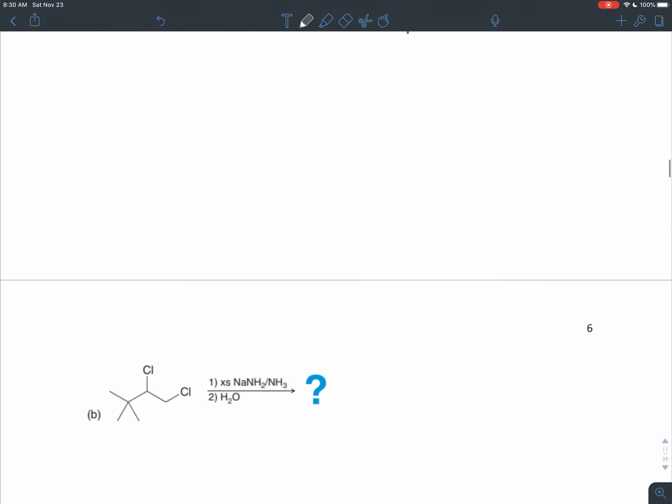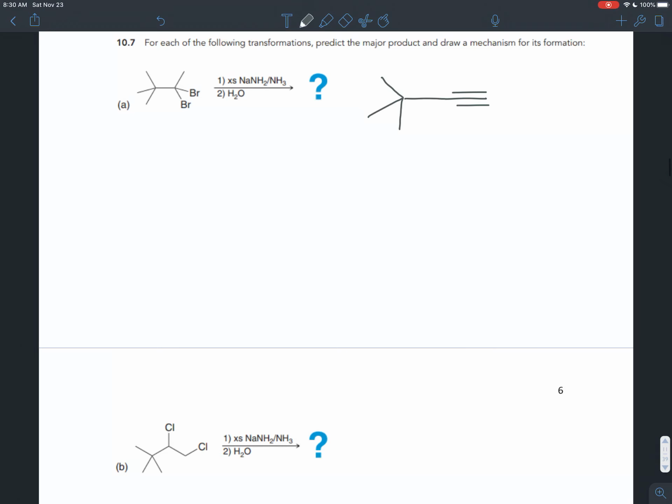Let's try it with another one. This one is also a dihalide, right? This has 2 halogens. This has 2 halogens, so those are dihalides. These are slightly different. These 2 halogens are on 1 carbon, so they're twins. They're called geminal. This is a geminal dihalide.